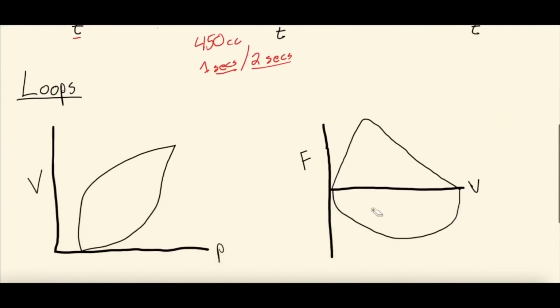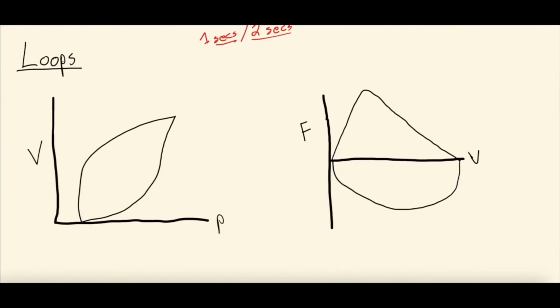Now let's talk about loops. We have two main loops we're going to talk about. The first is the pressure volume loop, pressure on the x-axis, volume on the y-axis. And this is what a pressure volume loop tends to look like on the ventilator. It does not start at a pressure of 0, right? But it does start at a volume of 0.